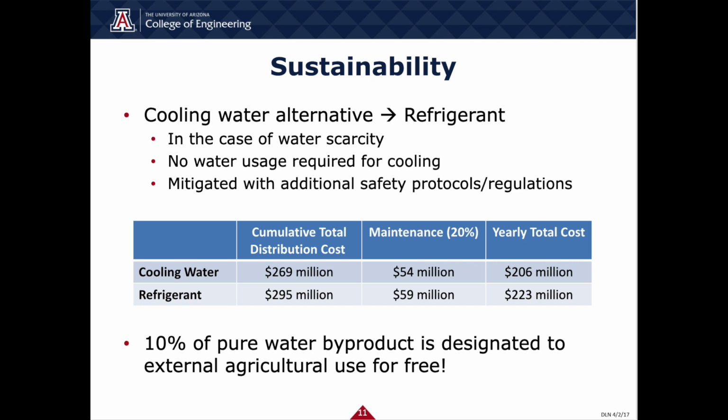Lastly, it's an important aspect of our design process that not only is it successful and profitable, but it also can have a positive impact and effect on the community surrounding it. Thus, we have designated 10% of the pure water byproduct at the end of the process line to be contributed towards agricultural use. On top of this, it will be given completely free, and this percentage has the potential and flexibility to increase over time.